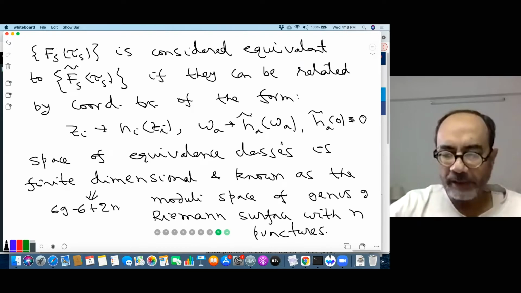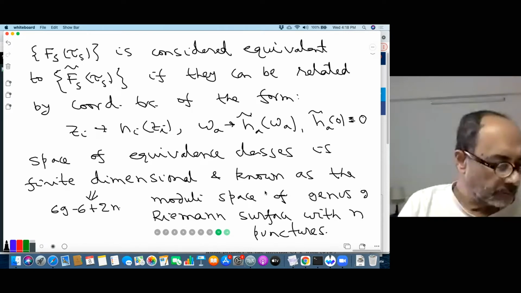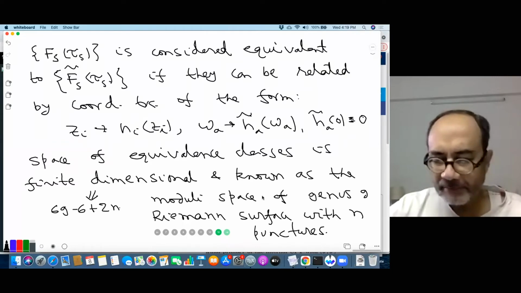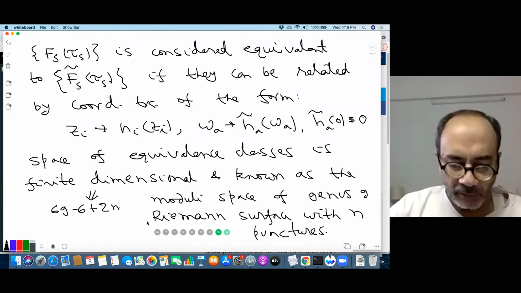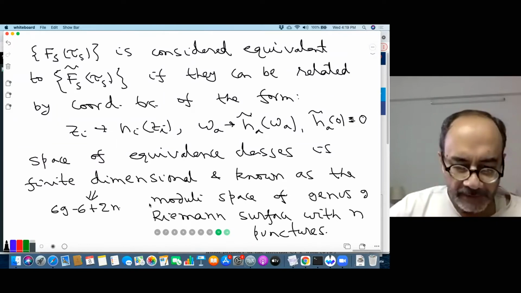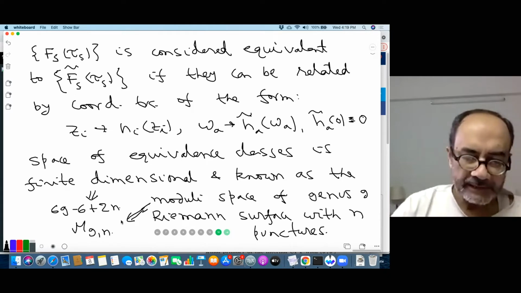So finally, the amplitude will be expressed as an integral over this space. But we have to understand what the integrand is. Ultimately it will be expressed as an integral over this space. So let me give this space a name. We'll call this moduli space M_{G,n}, the genus G Riemann surface with n punctures.